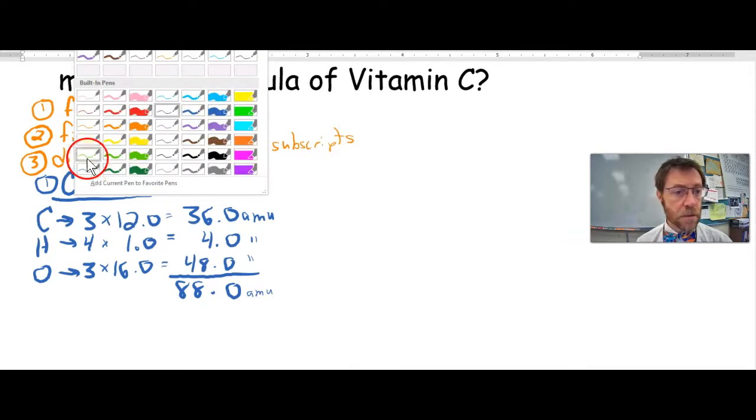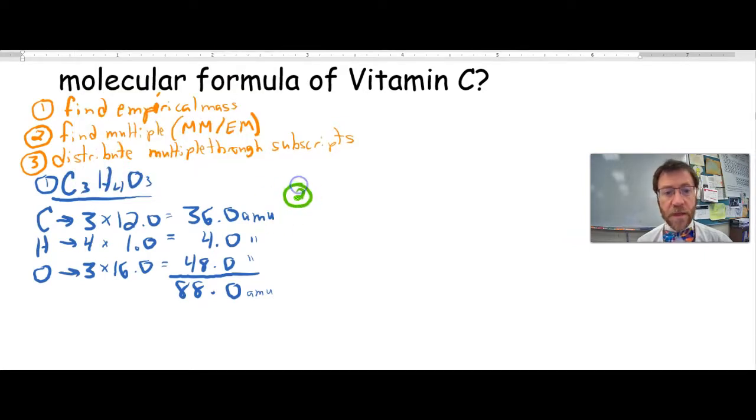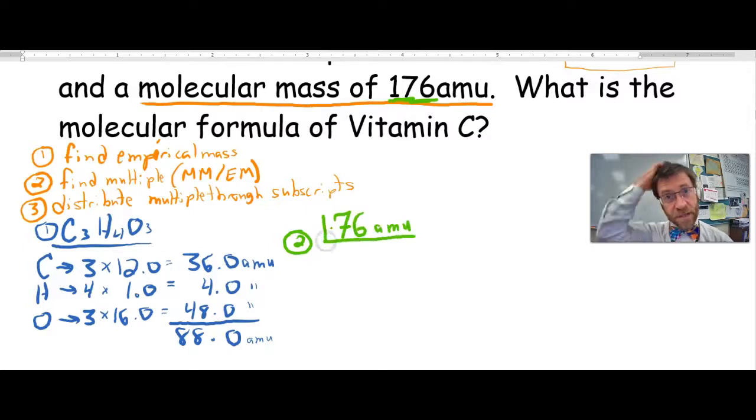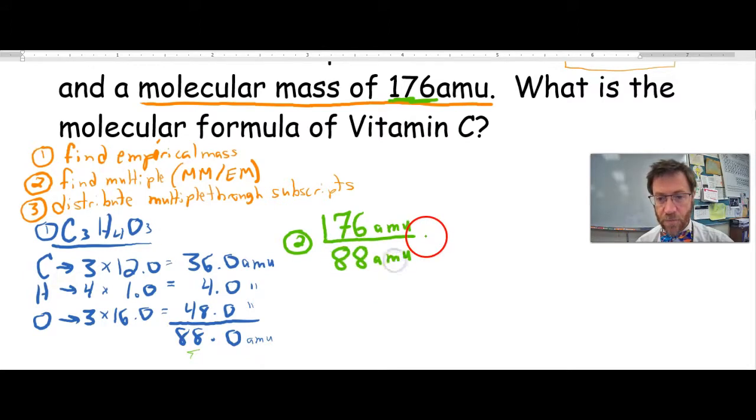For step 2, we're going to find that multiple. And so that's going to be this here, the 176. That always goes up top, because that's the mass of the whole thing, right? That's the mass of the whole molecule. And so we want to find how many empirical formulas are in there. So I'm going to take my 88 in the denominator, and we're going to math this out. I should do this for a living, guys. I was right. This equals 2.